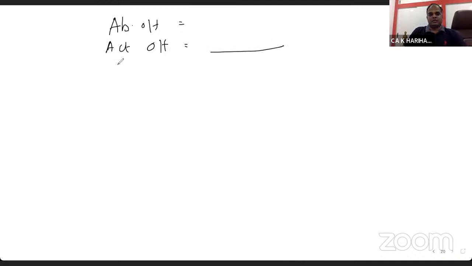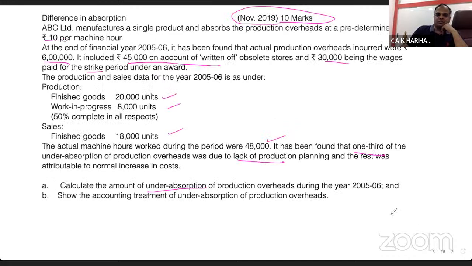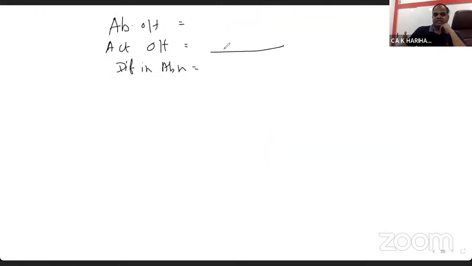First, you should know the difference in absorption. Absorbed overhead minus actual overhead is equal to difference in absorption. What minus what is equal to difference in absorption? Absorbed overhead minus actual overhead. The actual overhead given in this question, the overhead incurred, comes to 6 lakhs.